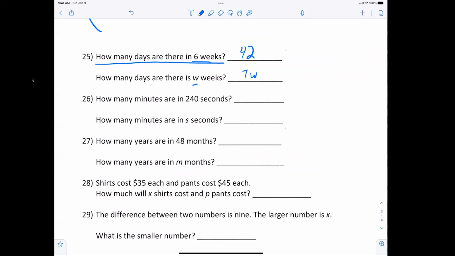All right, so for you, Ryan, how many minutes are in 240 seconds? What do I do? Because the minute is a bigger unit, you divide S by 60, so you divide 240 by 60, which equals 4 minutes. So if you have S seconds, how many minutes? S divided by 60. Beautiful. All right.